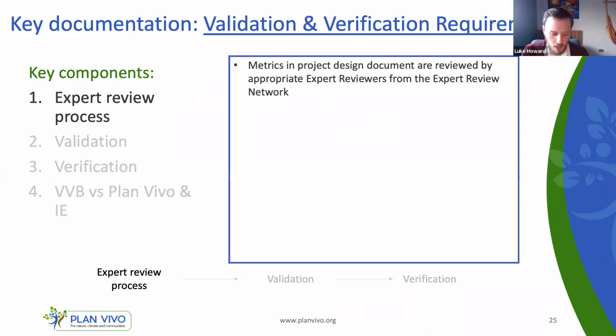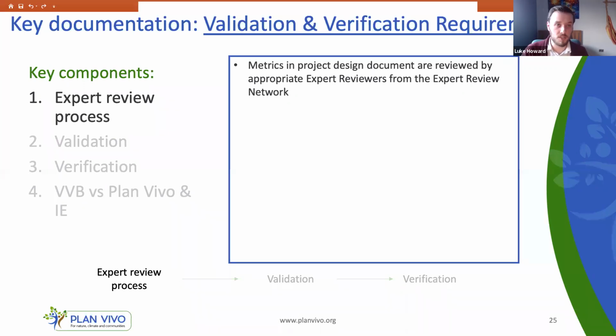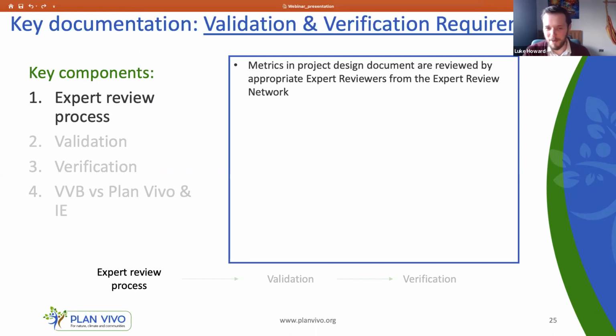So when a project is submitting to become registered against PV Nature, they will need to create a project design document. Now, this is a document that describes everything to do with the project, what its plans are, its governance models, etc., and also the metrics that it is proposing to apply under the methodology. Now, these metrics are then reviewed by appropriate expert reviewers from the expert review network. What is the expert review network? What are expert reviewers? I'm going to take a step back already from this just to explain what these are.